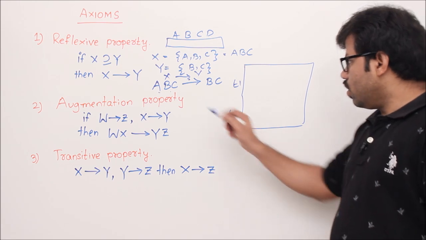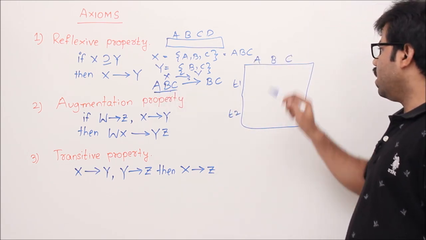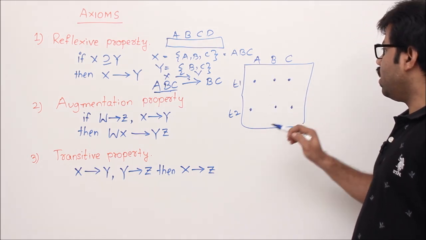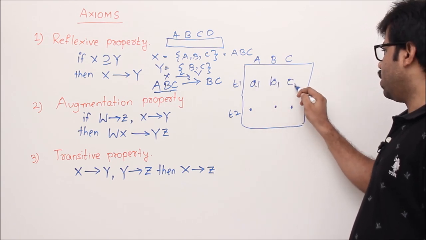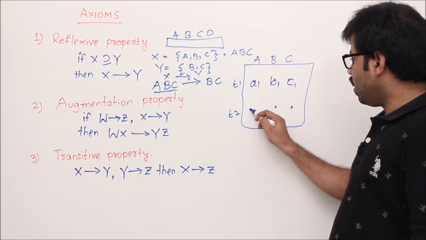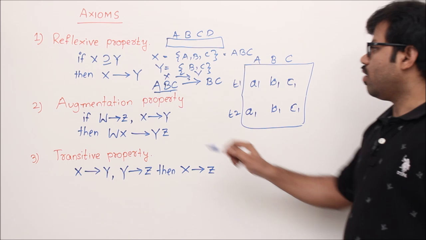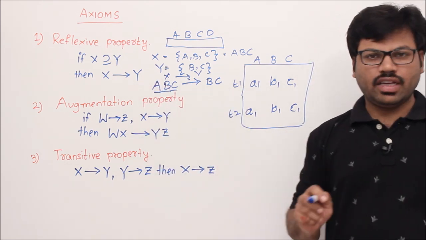So here also, if abc values agree on two tuples, let's take the first tuple's values a1, b1, c1, and the second tuple's values should be a1, b1, c1, then only they agree, correct? Now this rule says that whenever abc values agree, then bc values agree. Is it correct or not?